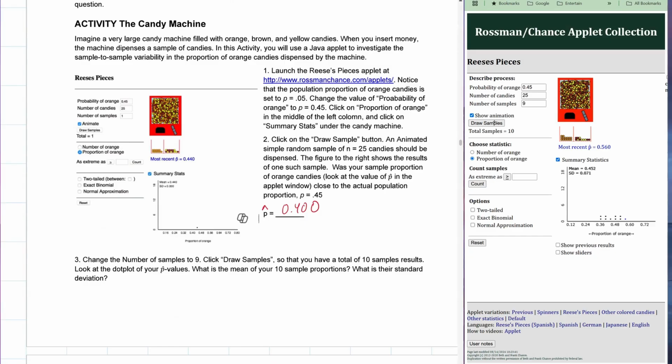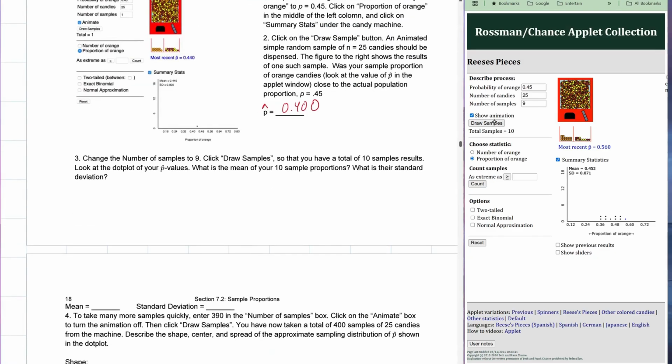And what we're seeing is that the mean of all those p-hats so far is 0.452. And I say, well, geez, 0.452, that's really close to 0.45. Are we surprised at that? Not at all. And the standard deviation of all those different p-hat values was 0.071. So with 10 samples, we've got a mean that's pretty close to our population proportion, and a standard deviation.